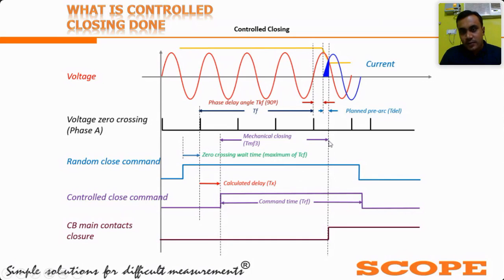We can see here the mechanical contact is closing at this instant, but our breaker is electrically closing here at voltage peak. This timing is the planned pre-arcing time. So with CSD, we have controlled this, and as a result, the breaker has been electrically closed at voltage peak. With the help of this, the inrush current has been minimized.